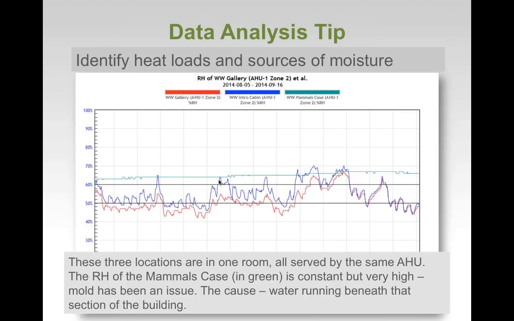But if you look at the green logger, you notice it's kind of a constant across the board, goes up a little bit, and they've actually had mold occur in this space. Mold's been an issue within that case. It's a wooden case built into the wall, and it has taxidermy samples in there, and they're constantly cleaning up mold. There's a mildewy smell within the case.